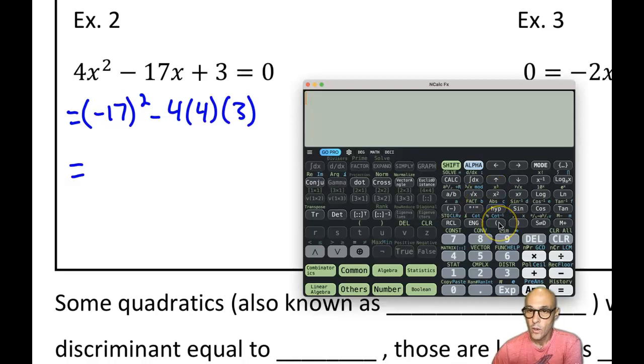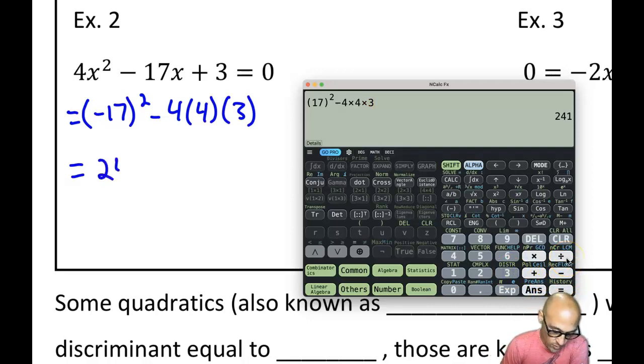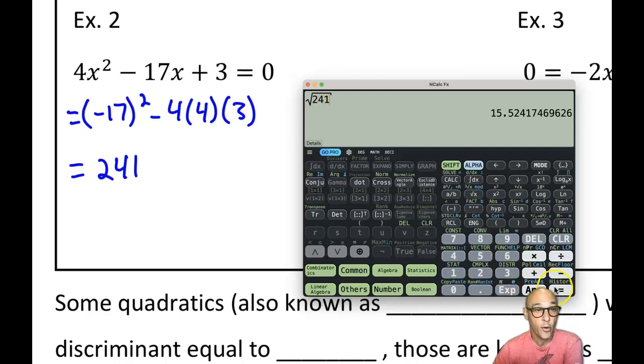All right, so we have 17 or negative 17. It doesn't matter. When we square it, it's positive. So 17 squared minus 4 times 4 times 3, that equals 241. So in that case, is 241 a perfect square? Let's do the square root of it. So square root of 241, and that is not a perfect square.